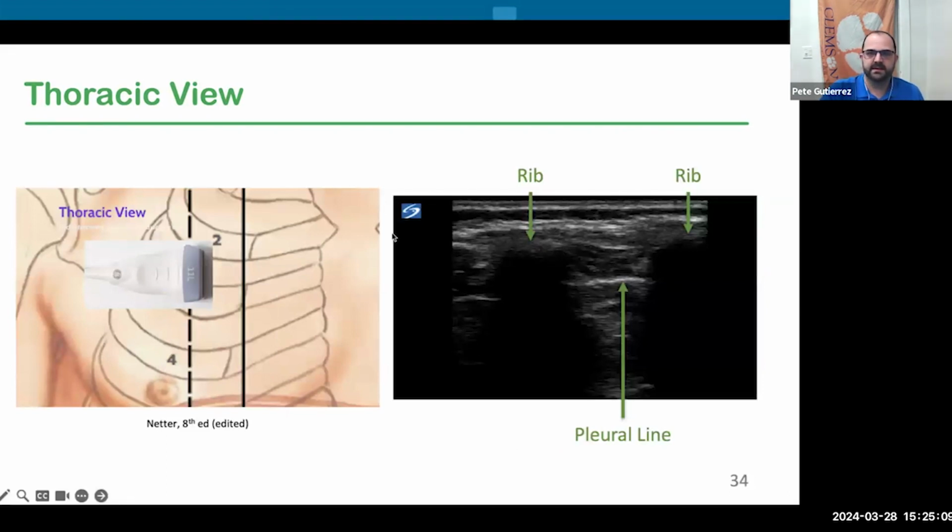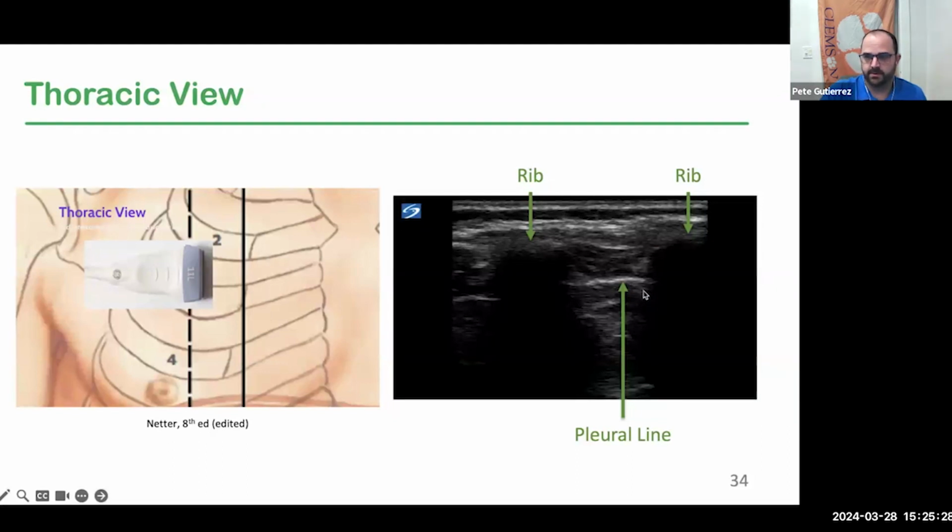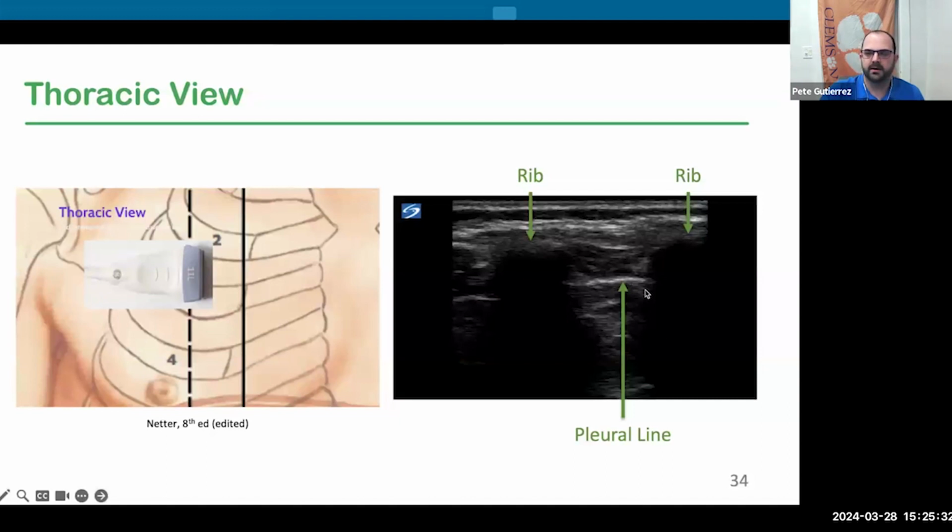And this is what you should see. So with your probe straddling a rib space, you should have a rib with its hyperechoic cortex and then shadowing behind it, and then another rib, and then the bright line that connects the bottom of those two, that's the pleural line. So that's where the visceral and parietal pleura are touching each other and should be sliding back and forth with the intercostal muscle just superficial to that.